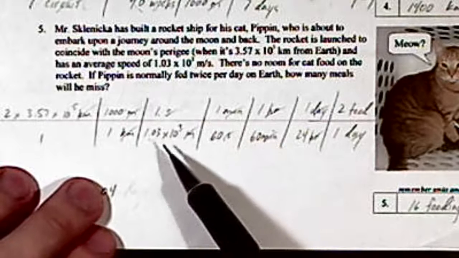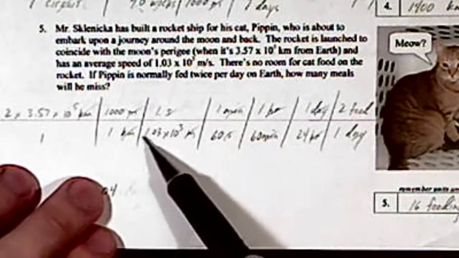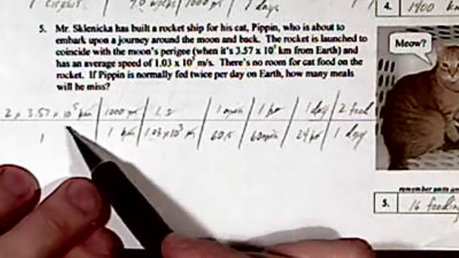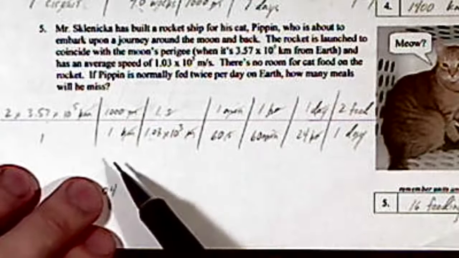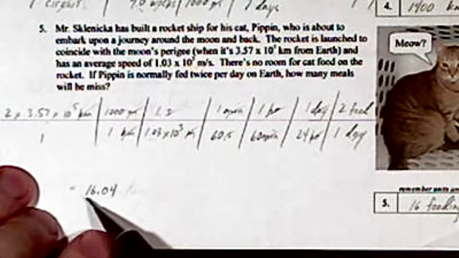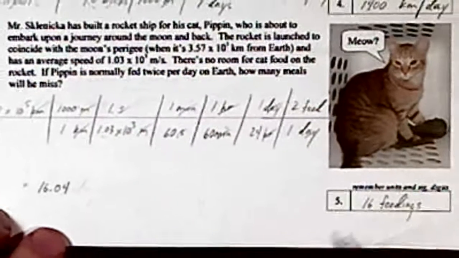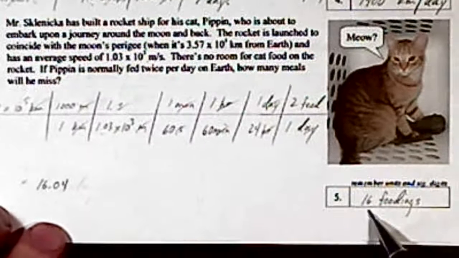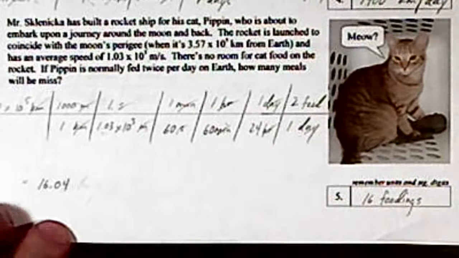The only ones with significant digits that we need to worry about are the speed, which has 3, and the distance, which has 3. So my answer can have 3. I come up with 16.04. I'd round that to 16.0, and since they are a counted number, 16 is really just as precise.